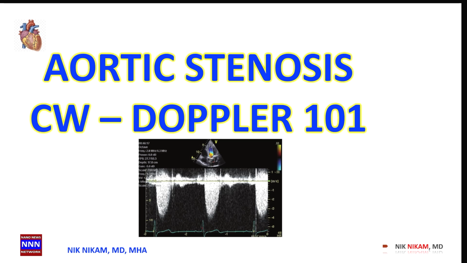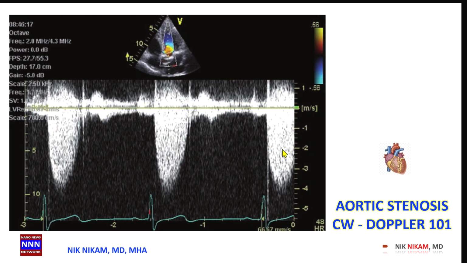So the topic is aortic stenosis, continuous wave and pulse Doppler 101. Here's an example of a pulse or a continuous wave Doppler placed right across the aortic valve, parallel to the aortic valve. As you can see, there is some mosaic pattern here. You can follow my arrow, and there is a significant gradient. Normally, when we place a pulse Doppler here, if the patient has no aortic stenosis, it should be similar to the left ventricular outflow tract like here.